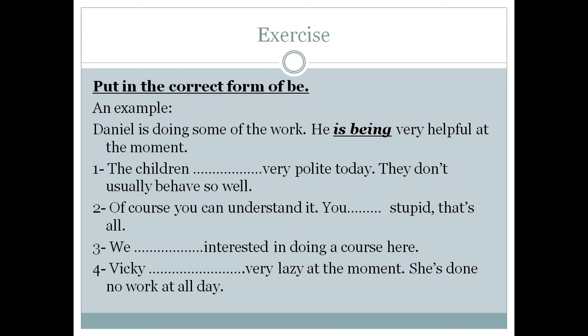We interested in doing a course here. We are, without continuous. We are interested in doing a course here. Vicky, very lazy at the moment. She has done no work at all today. Sorry for the mistake here.